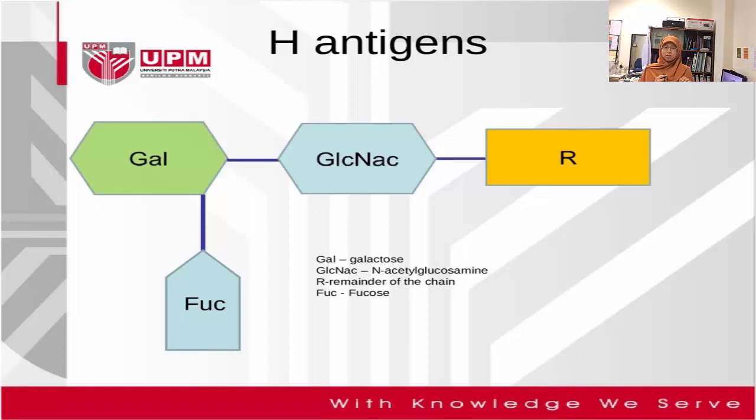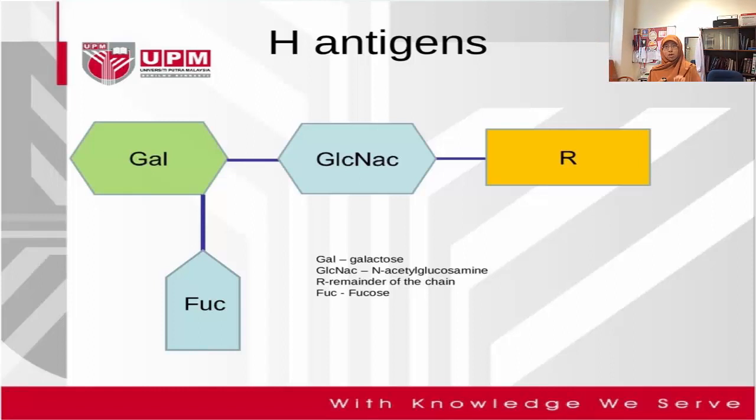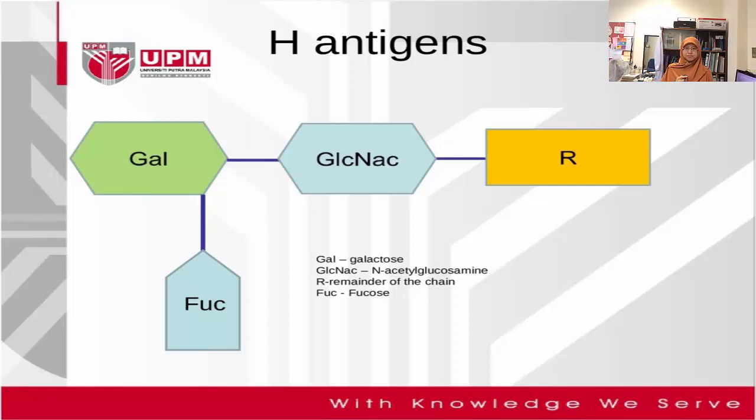It is important to remember that when more A or B antigens are formed, there will be less H antigen present on the red cell's membrane. So blood group O will have many H antigens on the red cell's membrane, but blood group AB will have the least H antigen on their red cell's membrane.